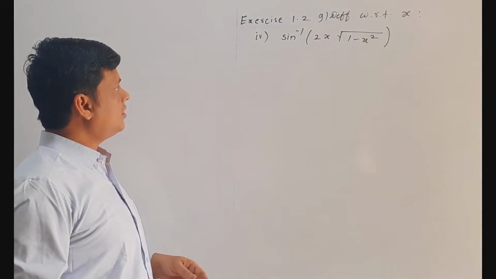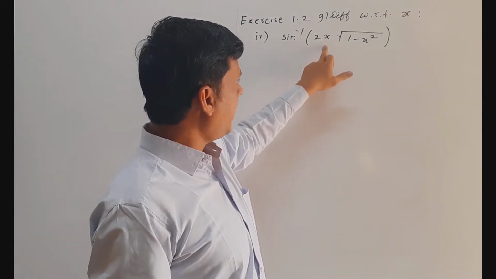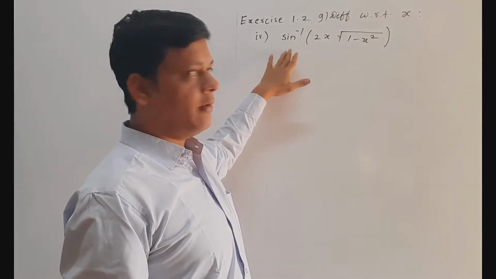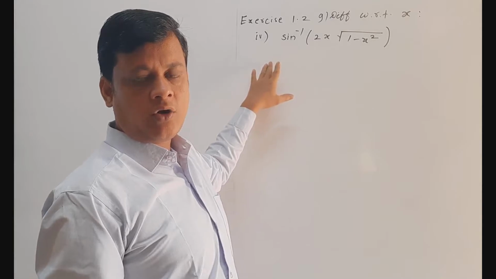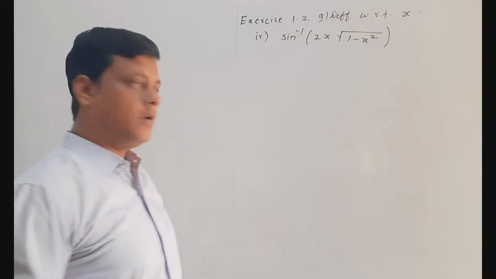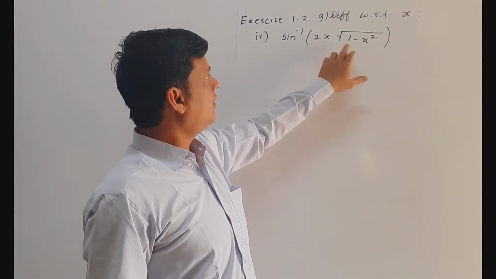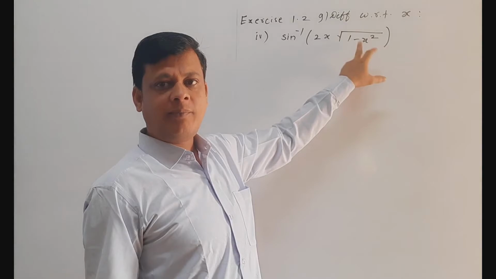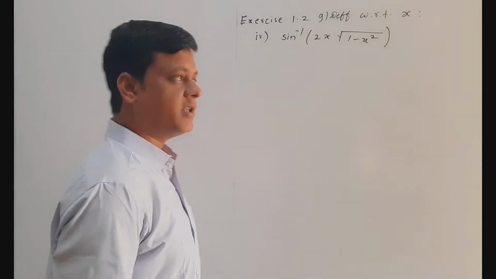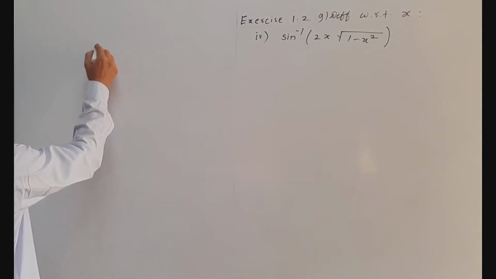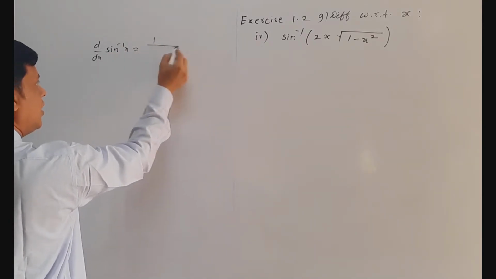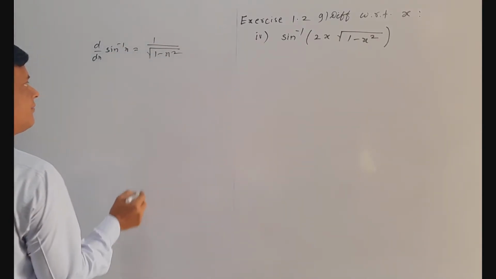Now see sub-question 4, sin inverse of 2x root 1 minus x square. Now the first 3 examples were based on sin 2 theta, cos 2 theta, tan 2 theta in terms of tan, and here this bracket has root 1 minus x square. So how to substitute the value here we discuss first, then we solve this problem. We know the derivative of sin inverse x. Derivative of sin inverse x is 1 upon under root 1 minus x square.